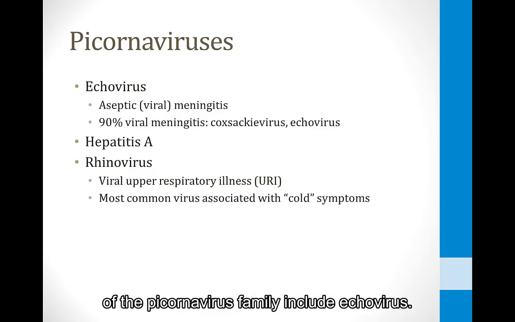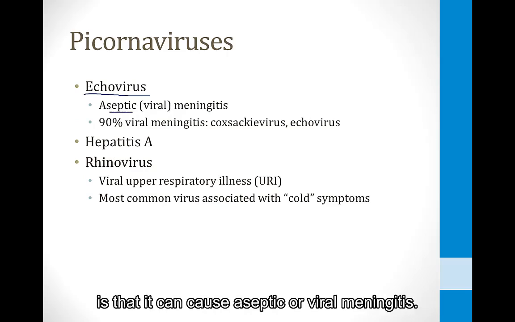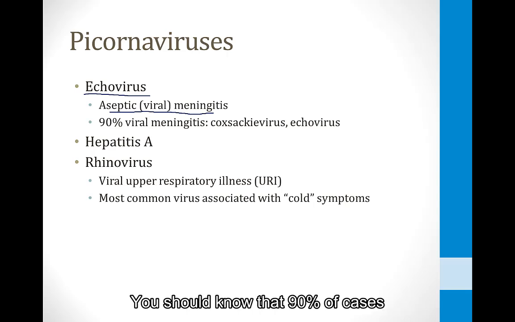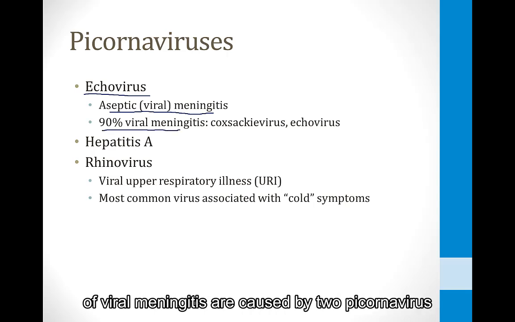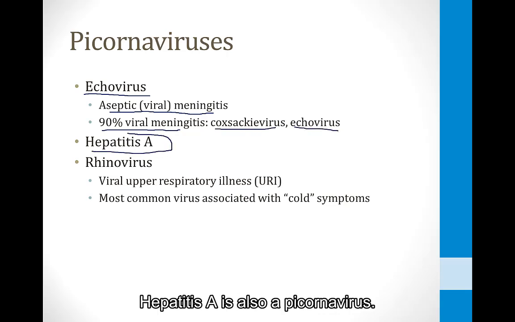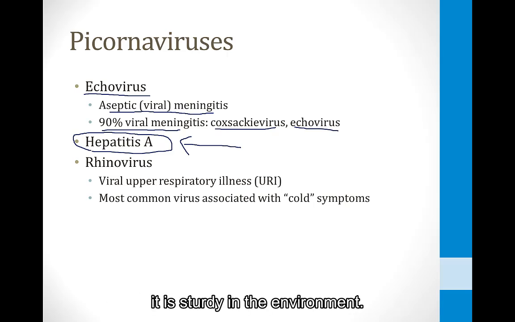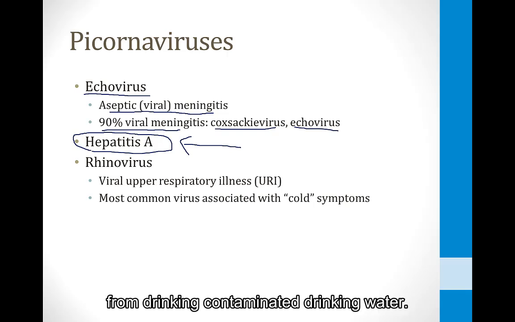Some of the other members of the picornavirus family include echovirus, and the most important thing to know about this virus is that it can cause aseptic or viral meningitis. You should know that 90% of cases of viral meningitis are caused by two picornaviruses, either Coxsackie virus or echovirus. Hepatitis A is also a picornavirus, and I discussed this virus in detail in the modules on viral hepatitis. For our purposes here, just let me point out that it is a non-enveloped RNA virus, and just like many non-enveloped viruses, it is sturdy in the environment, and that can help to remind you that hepatitis A is transmitted fecal-orally and often picked up from drinking contaminated drinking water.